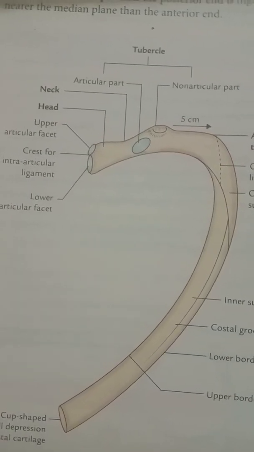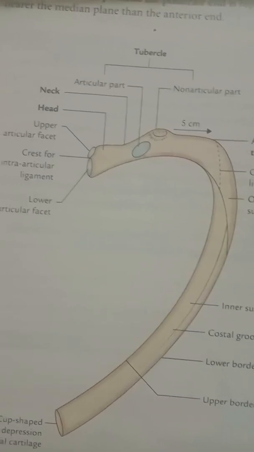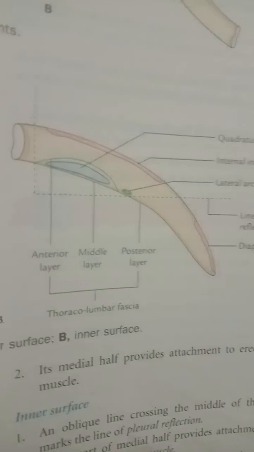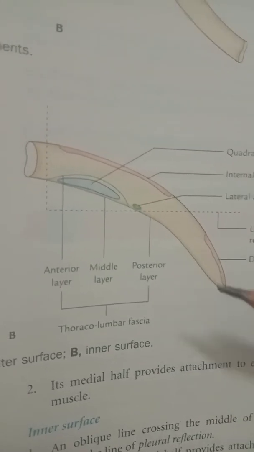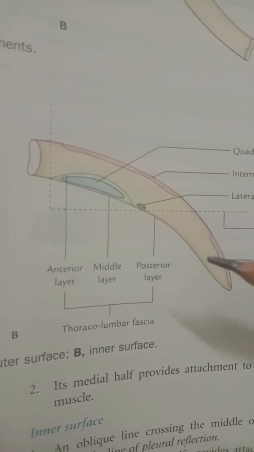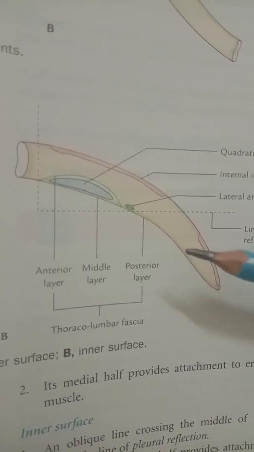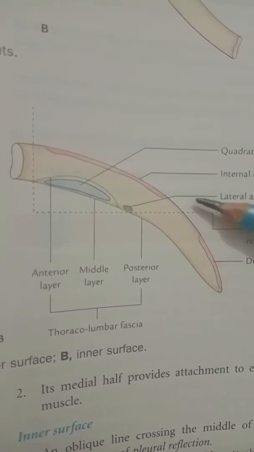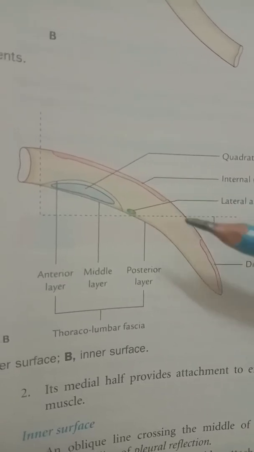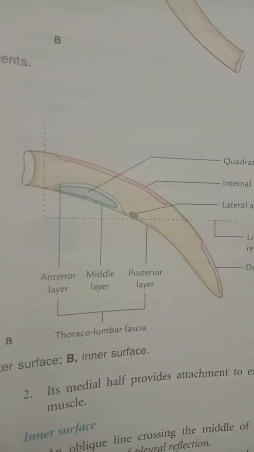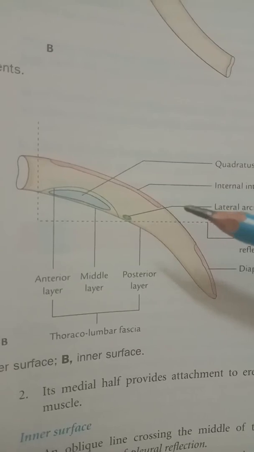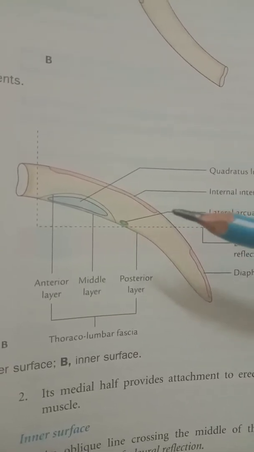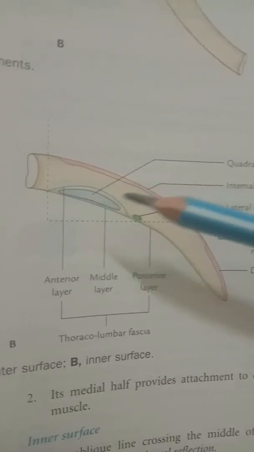After that, let's see the 11th and the 12th rib. So here you can see the 11th and the 12th rib. The 11th and the 12th ribs are shorter and they have pointed ends. So here you can see the pointed head. The neck and the tubercles are absent, and the angle and the costal groove are poorly marked in the 11th rib and absent in the 12th rib.